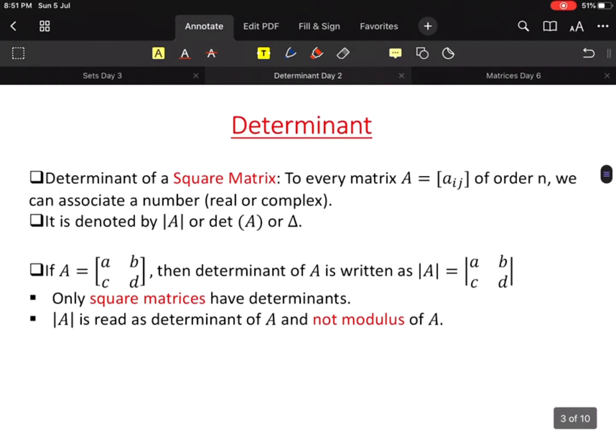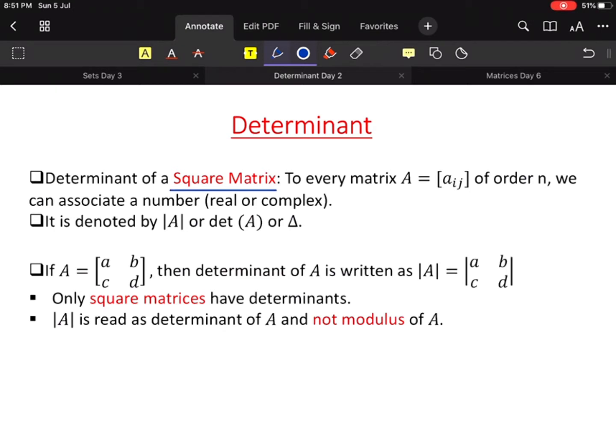Now it says determinant. So what is a determinant actually? The determinant of a square matrix. Here the square matrix is mentioned because a determinant is only possible for a square matrix. It is not possible for any rectangular matrices. Am I clear?